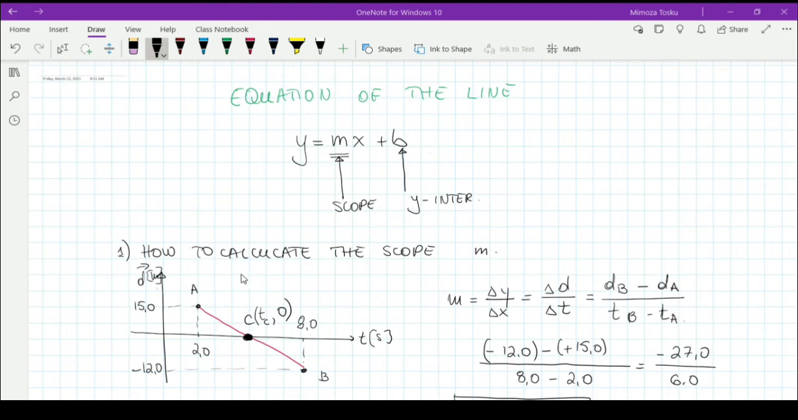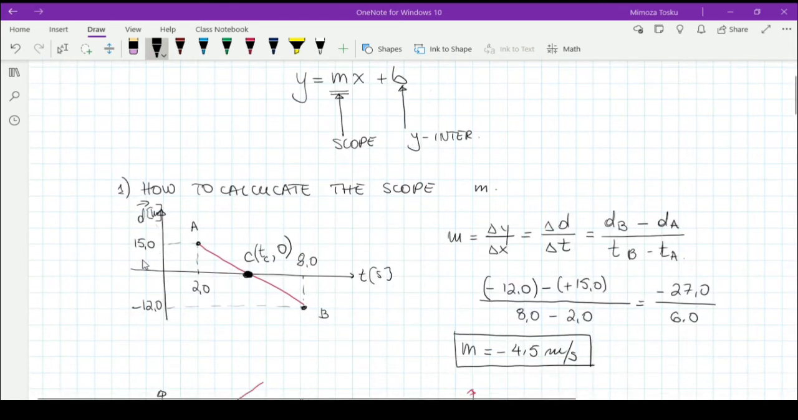As the very first step, we will see how to calculate the slope. In this case, we have a displacement-time graph with two points, point A with coordinates 2 and 15, and point B with coordinates 8 and -12. The formula for the slope is delta y over delta x, which in our case, where y is the displacement and x is time, will be delta d over delta t. Every time, the delta sign means final minus initial. So our final is B and our initial is A.